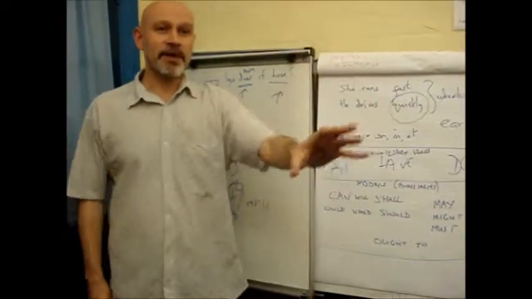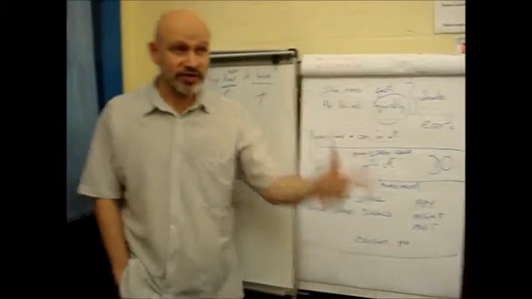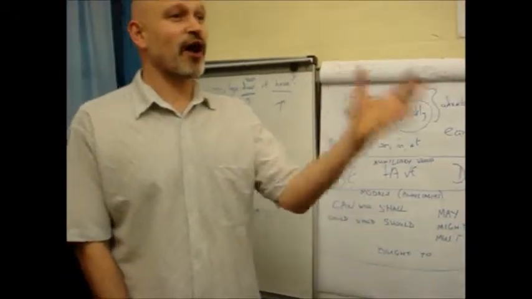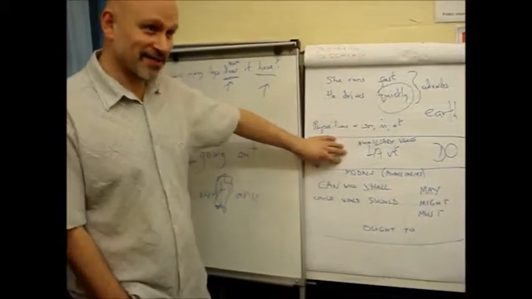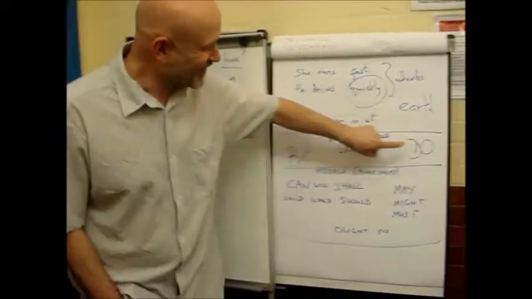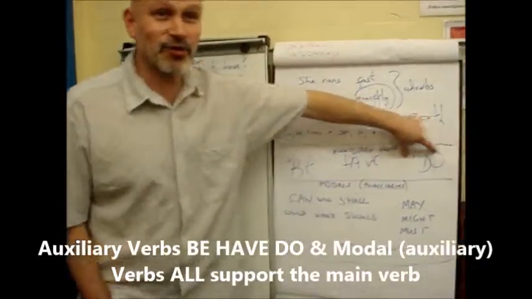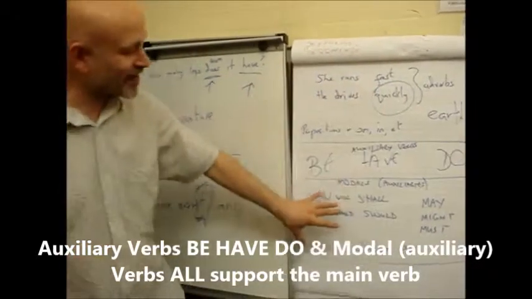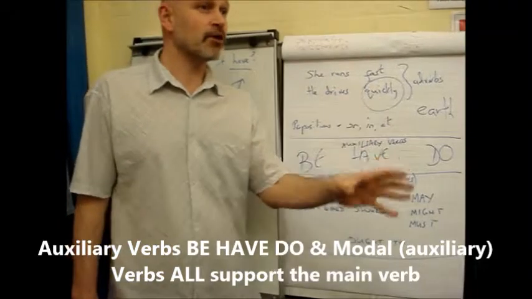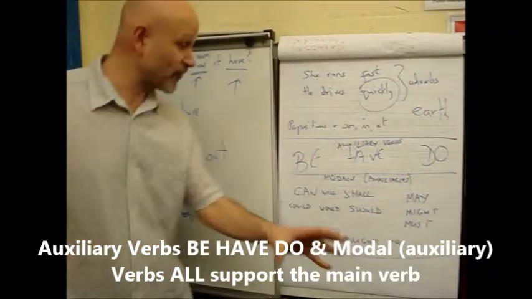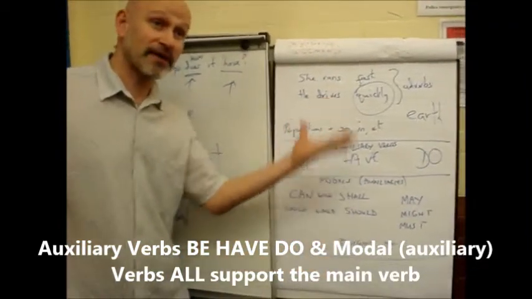Okay, upper intermediate lesson number 2. We're looking at different ways of asking questions. So the first thing we did, we looked at the 3 main auxiliary verbs, and then we looked at the modal verbs. Remember that modal verbs are also auxiliary verbs, so they also support the main verb.